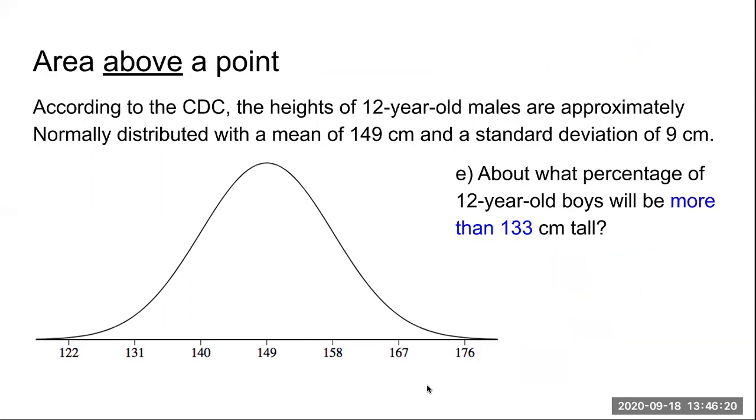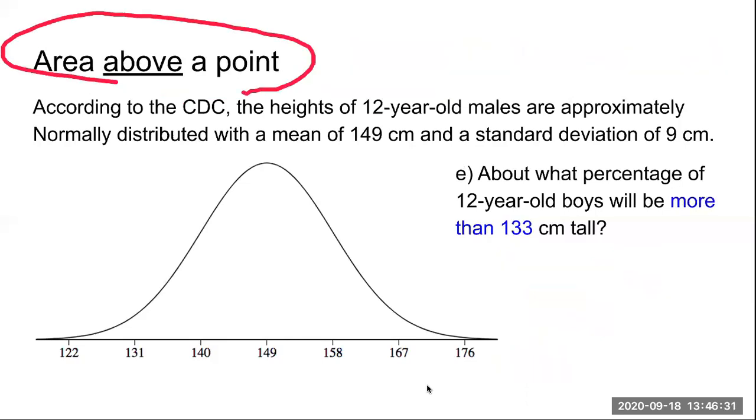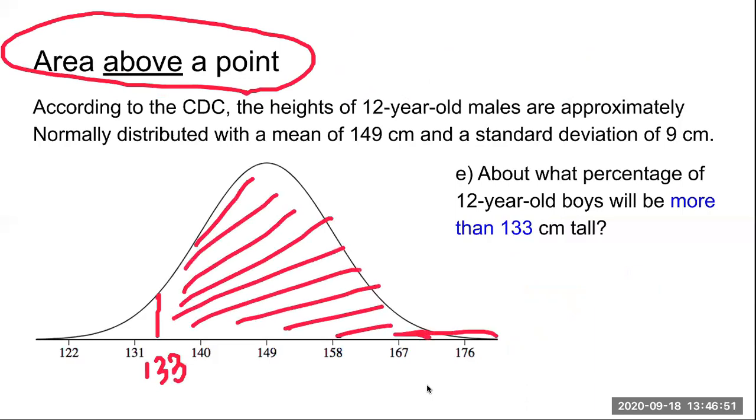Let's look at another example using the table. Notice in our last example, we had area below a point. On this next example, we have area above a point. There's going to be one extra step that we have to do. It says, about what percentage of 12-year-old boys will be more than 133? 133 is maybe right here, and you want more than that. So that would be the area under the curve over here. It looks like a pretty big percentage of 12-year-old boys that are more than 133 centimeters tall. So the first step is we find a z-score.